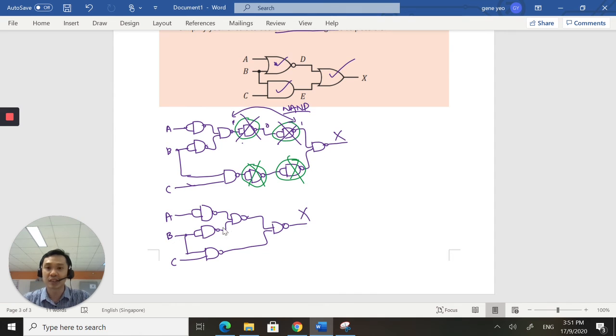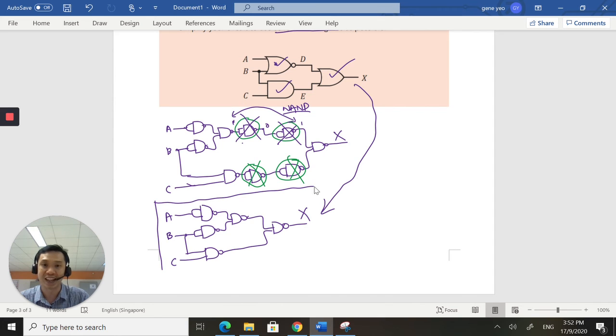Okay, so this is how I built this equivalent circuit using only NAND gates and using the fewest NAND gates possible. So this is my final answer.